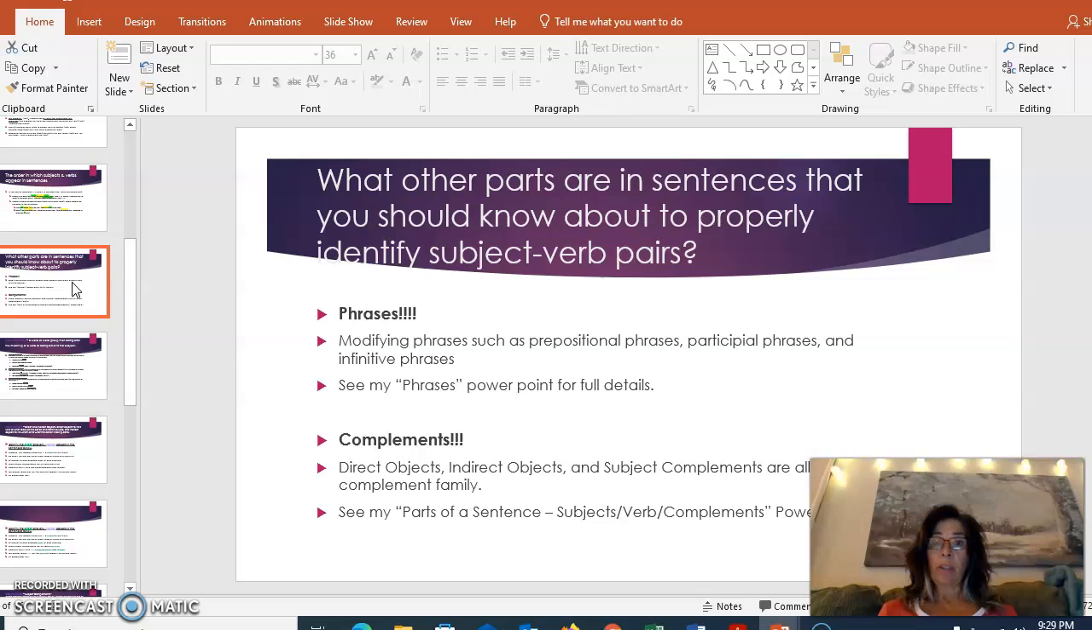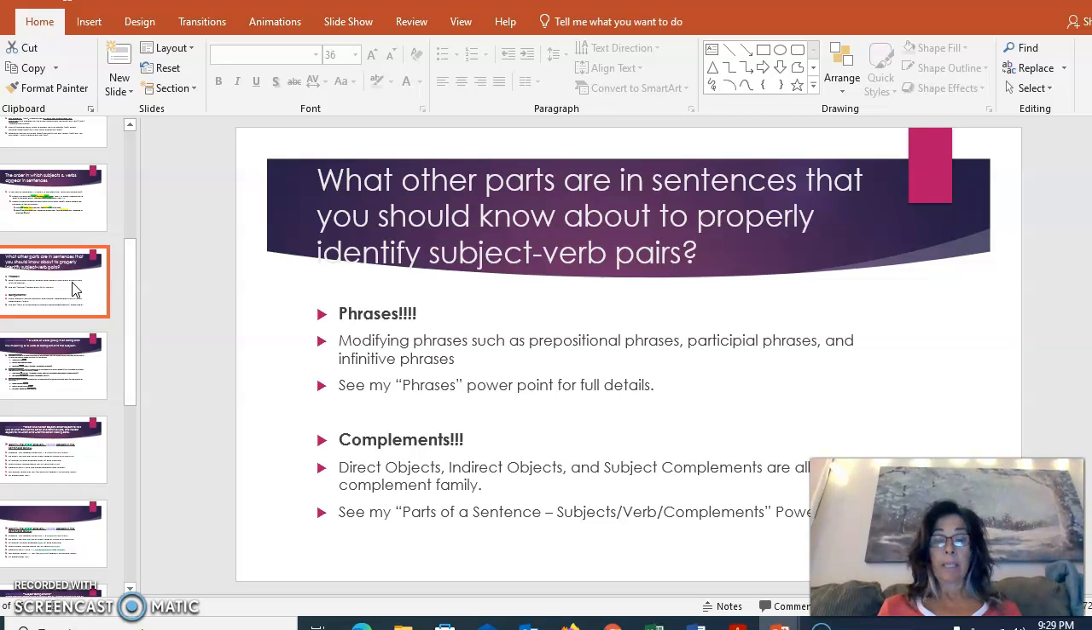Okay, what other parts are in sentences that you should know about to properly identify subjects and verbs? Phrases, I'm going to take you through that. It is not part of this slideshow, but it is part of another one that is housed on Blackboard that you should be able to take a look at. And complements, which is part of this slideshow. Let's talk about complements first and then we'll get to phrases.